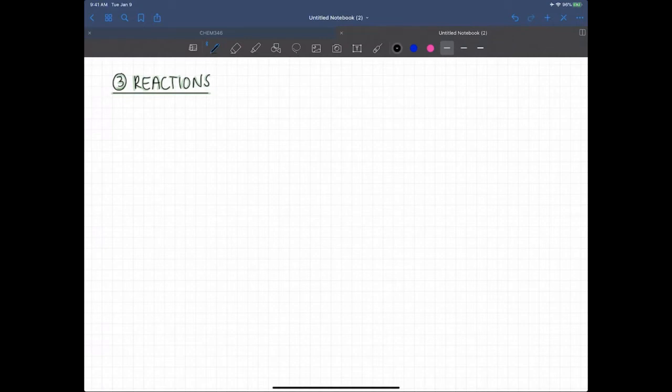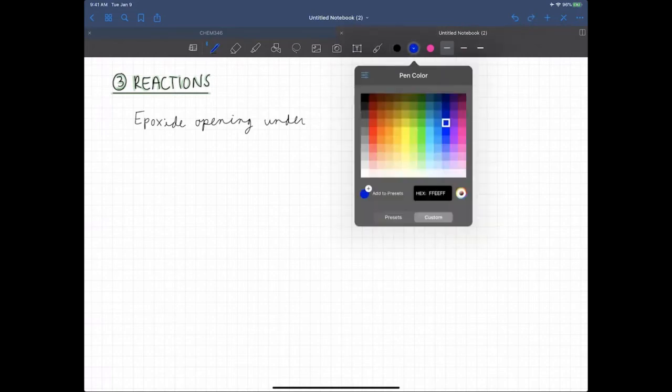Okay, so epoxides behave differently under acidic conditions as well as basic conditions. You have to be really careful when you see your reagents, okay? Your reagents are going to tell you what kind of conditions the reaction is going to be taking part in. If it's basic conditions, okay, let me just write here, epoxide opening under basic conditions. Use a different color for that.